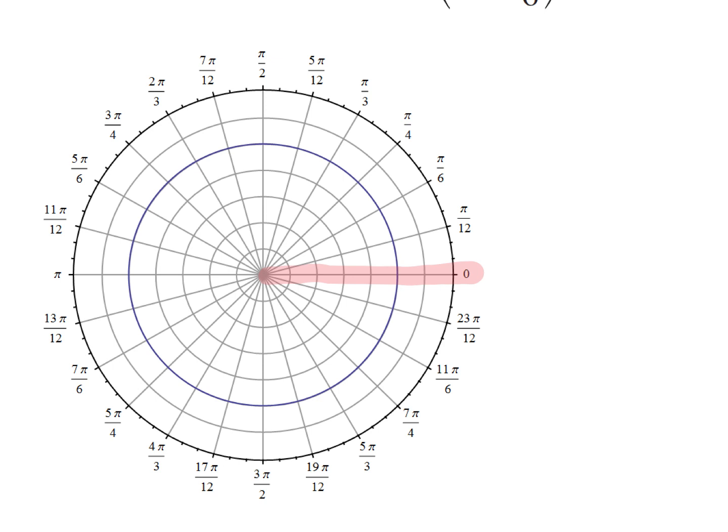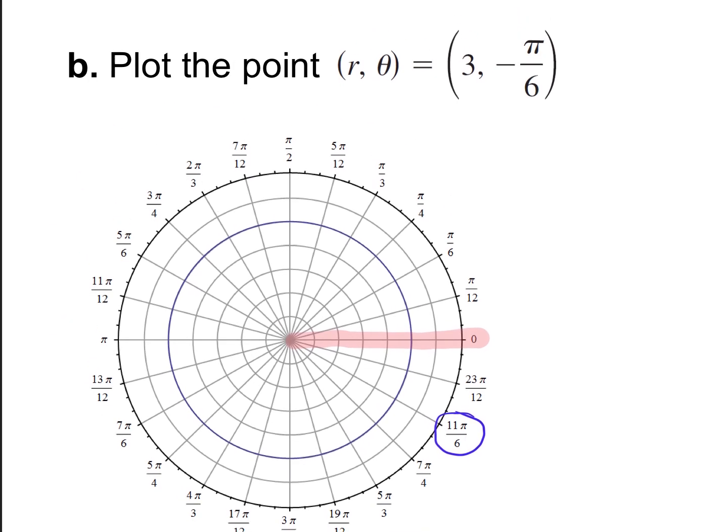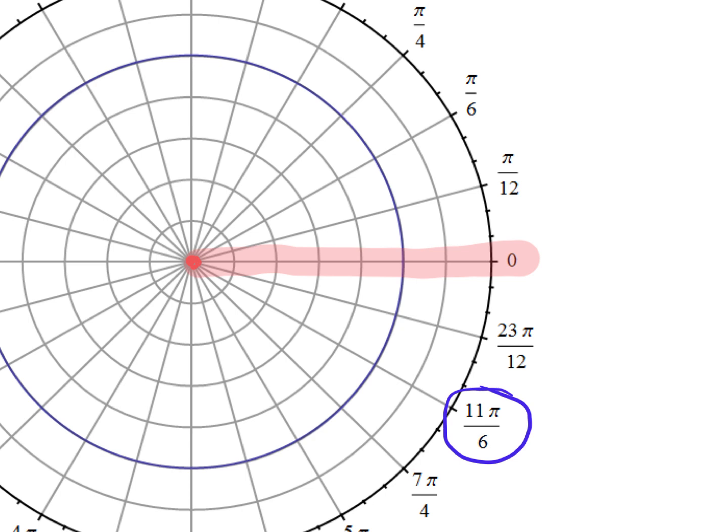Where is negative pi over 6? If I go to positive, it's 2 up, so negative is going to be 2 down. So it's at 11 pi over 6. Perfect. And then it also tells me to go where? From the pole, I go 3 towards it. So 1, 2, 3. Right there. And there's your point. We're going to call it point D.